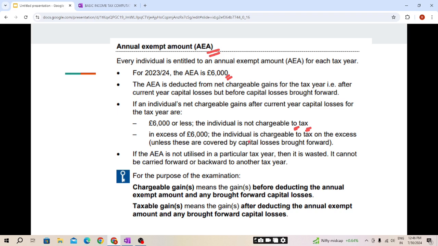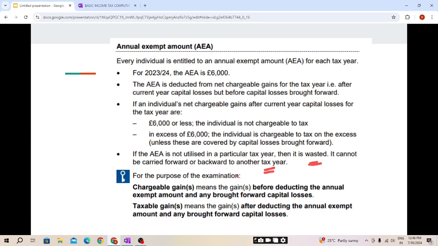In excess of 6,000, the individual is chargeable to tax on the excess, unless this is covered by capital loss brought forward. If the AEA is not utilized in a particular year, then it is wasted. It cannot be carried forward or backward to another tax year. So the AEA is £6,000 and it will not be carried forward or carried back. If the net chargeable gain is more than 6,000, then the tax will be applicable. If we have capital loss brought forward, it will further reduce the amount.